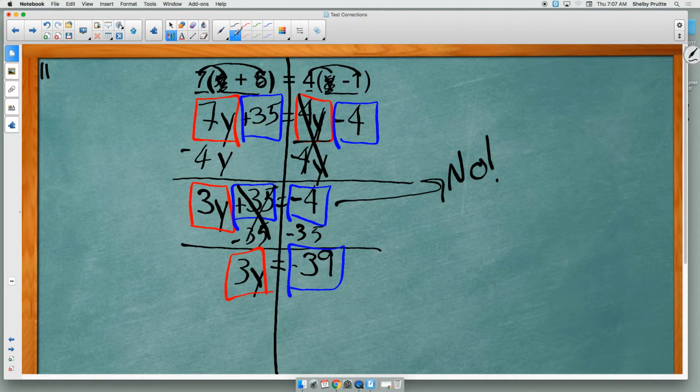So now it's time to either do multiplication or division. Since 3 and y are already being multiplied together, I divide both sides, and I always divide by the number that's touching the variable, which in this case is 3. My 3's cancel. I'm left with y equals, now I need to do negative 39 divided by 3, which gives me a negative 13.